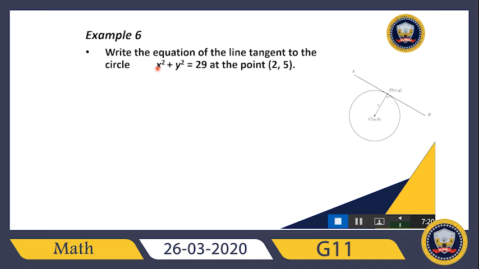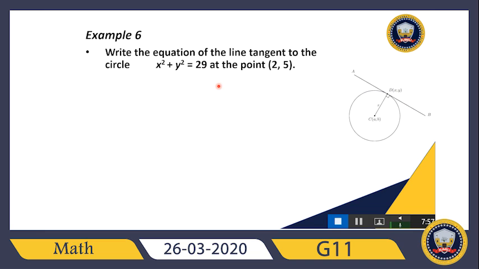Okay, in this example he's asking me to write the equation of a line tangent to a circle. The equation of this circle is x squared plus y squared equals 29 at the point 2, 5. Imagine this point is D, and the center of this circle is 0, 0, because this equation has a center of 0, 0, while the radius of this circle is radical 29. So I have to find the tangent of this circle.